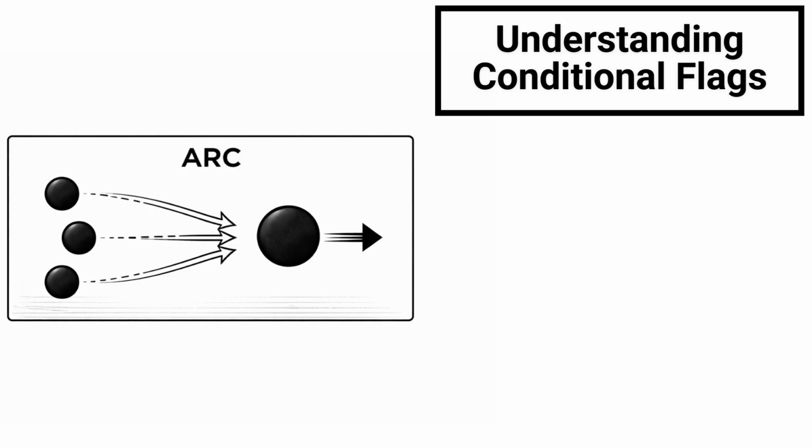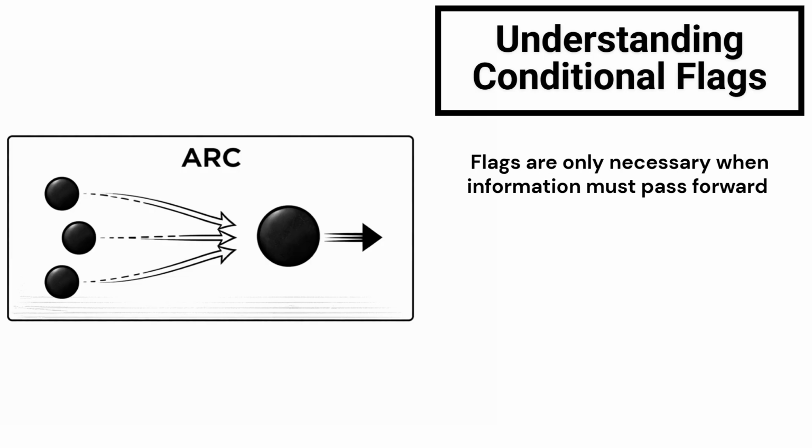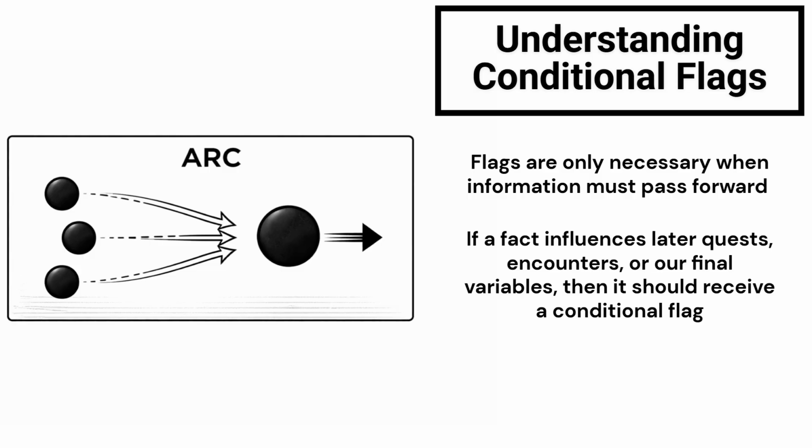Not every moment in a story needs to be turned into a flag. You can track as many local, temporary, or situational variables as you like while running a scene. It's not an issue. Flags only become necessary when a piece of information must survive beyond its immediate context. If a fact about the world influences the progression of later quests, alters the behavior of future encounters, or contributes to the final resolution of the arc, then it must be represented as a method-agnostic conditional flag. If it does not, it is superfluous for the purposes of your narrative system. And this distinction is critical. Flags are not a universal bookkeeping layer. They're an interface layer that we resolve.